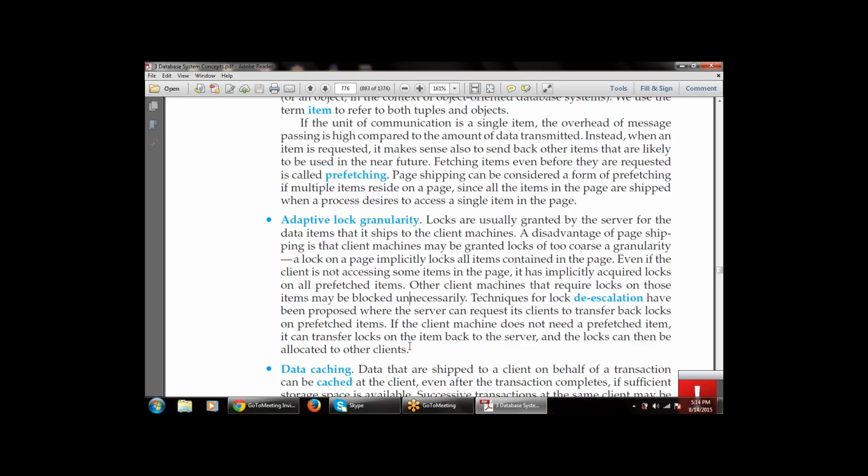Techniques for lock de-escalation have been proposed, where the server can request its clients to transfer back locks on prefetched items. If the client machine does not need a prefetched item, it can transfer the lock on the item back to the server, and the lock can then be allocated to another client. That is, the locks that are available are held on different clients.